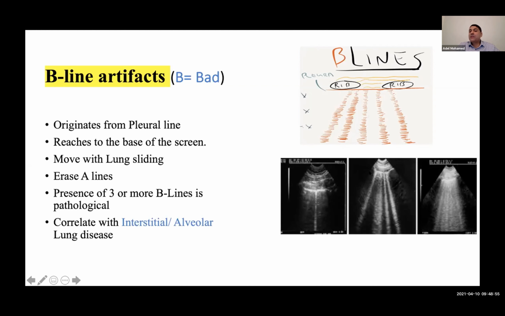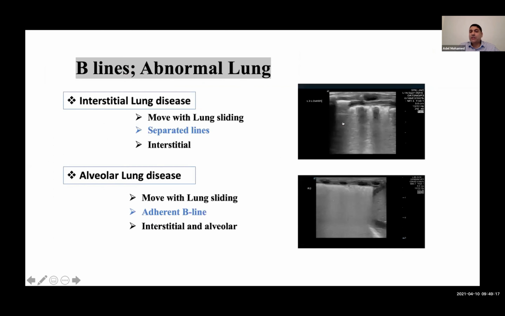This represents the interstitial. What about this one? This is what I was referring to as a normal lung, when you see only one or two B lines in your frame. This represents interstitial lung edema, and when these lines combine together and become difficult to differentiate, this is what we call the condensed B lines. Two types, separated and condensed.